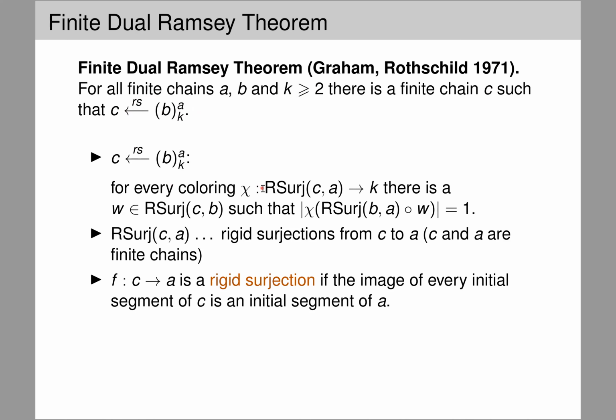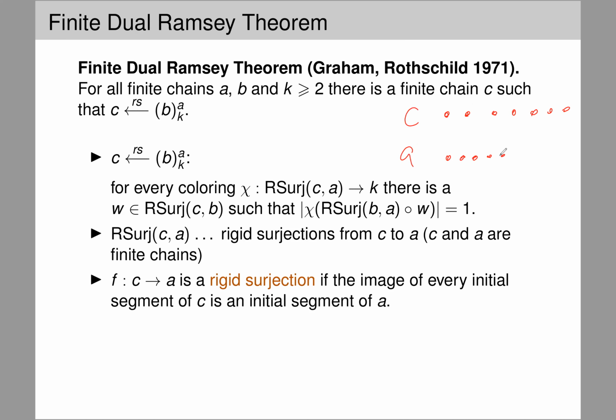means that we are coloring rigid surjections. So in the direct Ramsey result, the finite Ramsey theorem, we are coloring embeddings. For the finite dual Ramsey theorem, we color rigid surjections. And now just quickly, what the rigid surjection is. So we have two finite chains. That's, let's say, C. A is another finite chain.